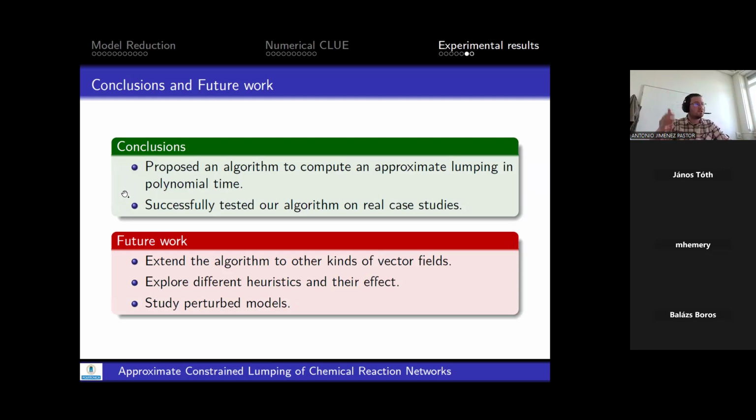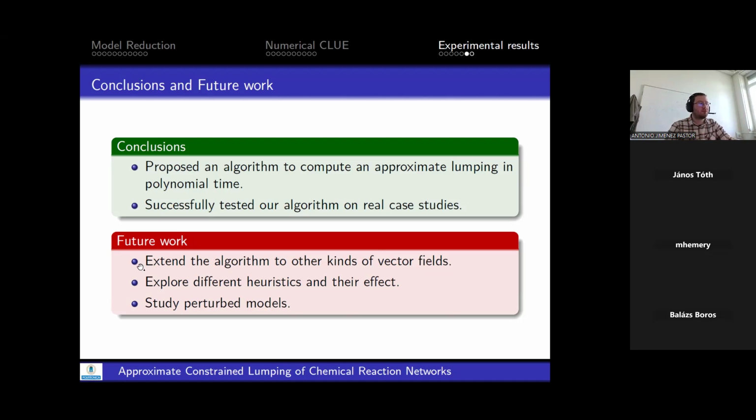And for the future, as I was saying, you can extend the algorithm to other vector fields. We have polynomial and rational functions. You can change it maybe for exponentials or maybe trigonometric functions, somewhere where you can do this splitting of the Jacobian matrix that I was mentioning before. But of course, that's not implemented right now.